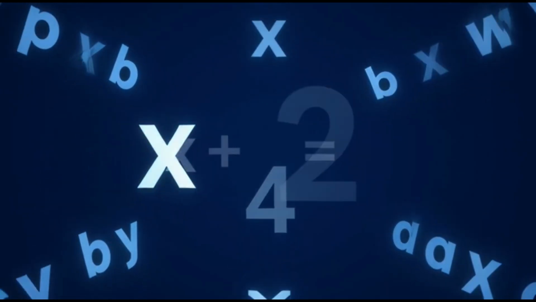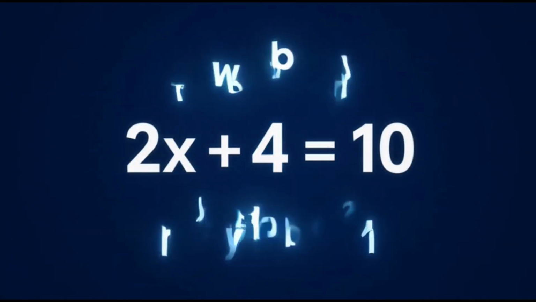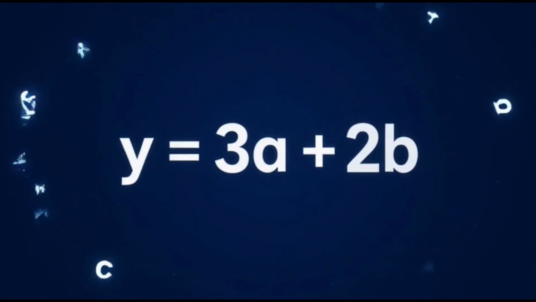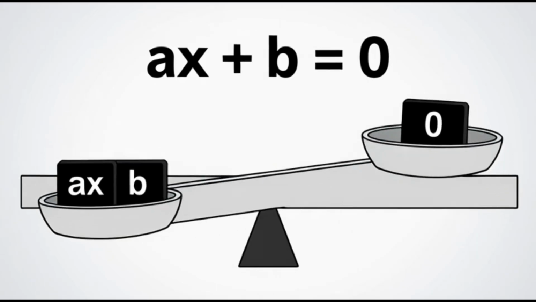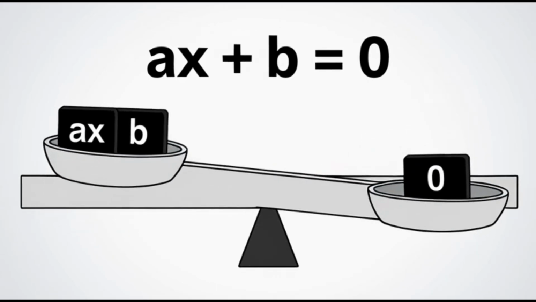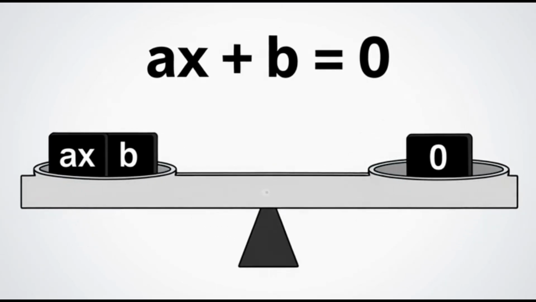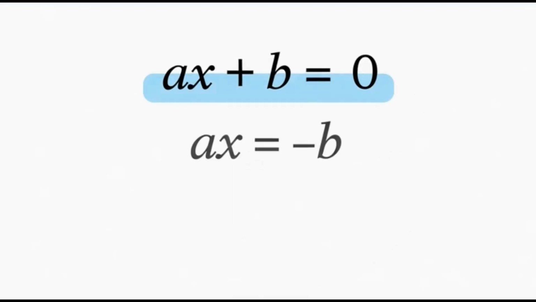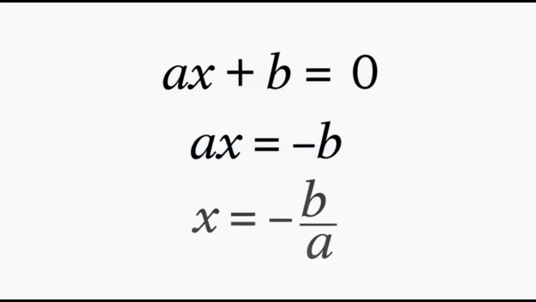Now let's move into algebra, where formulas help us find unknown values using logical steps. A simple linear equation looks like this, and solving it means finding the value of x that balances both sides. By rearranging the equation, we get this formula, which directly gives us the value of x.